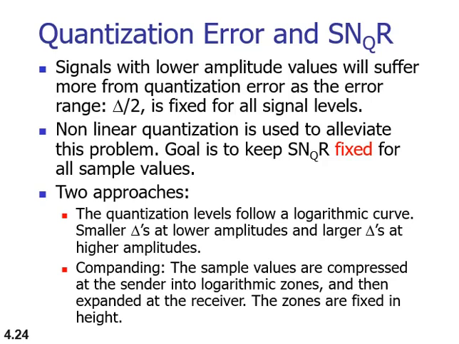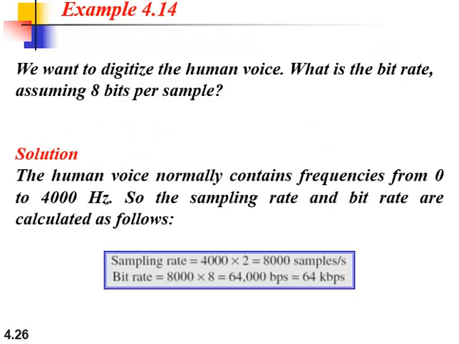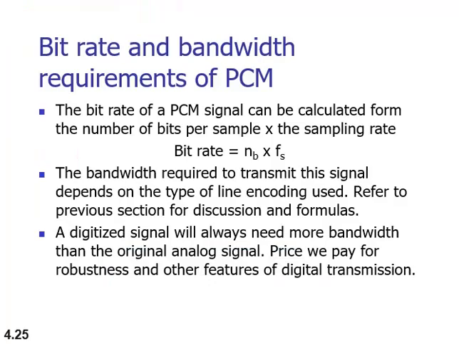Okay, so having said that, there are few numericals which are discussed with respect to bit rate. So when you consider example 4.14, we want to digitize the human voice, what is the bit rate, assuming 8 bits per sample. So the human voice normally contains frequency from 0 to 4000 hertz, so minimum 0 to maximum 4000 hertz, which is the general observation they have considered.